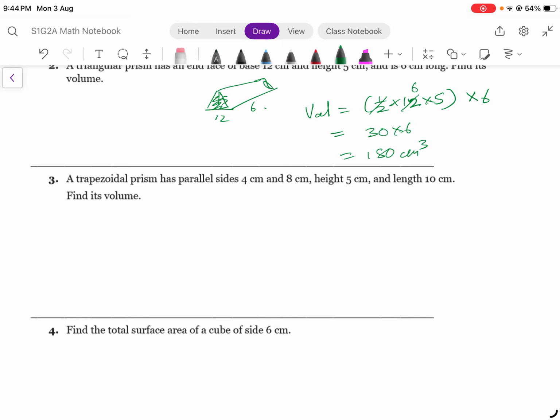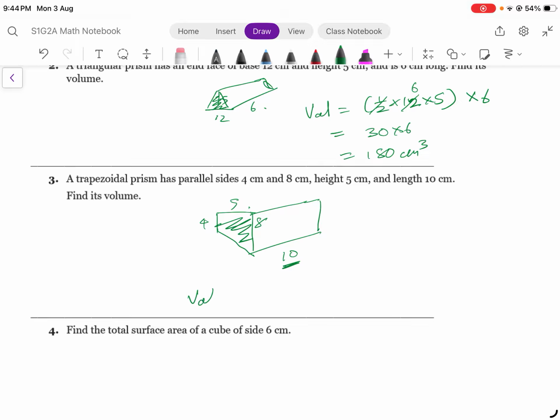A trapezoid prism has parallel sides. Okay, trapezoid prism. So we know that it is 4, 8, height 5, then length 10. So find this area first, then multiply by the length.